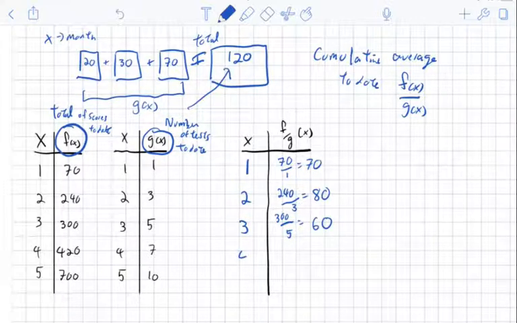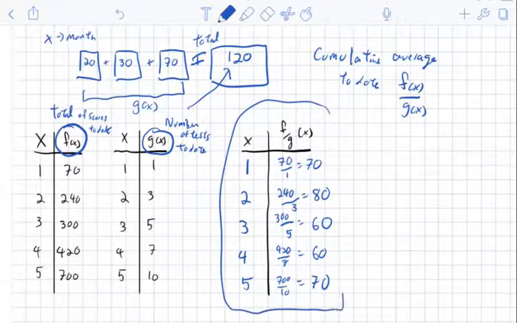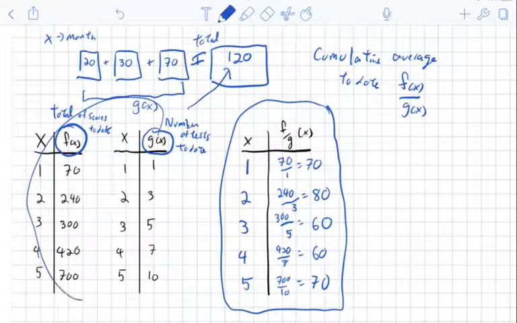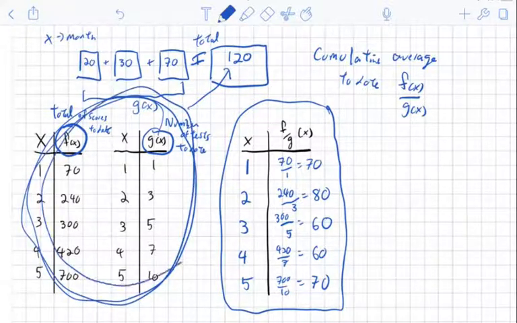Month 4, it's 420 divided by 7, which is 60. Month 5, 700 divided by 10. Oh, and her average goes back up. So just like before, I've made a new function built by combining these other functions. Okay. So you can do it with adding, multiplying, dividing, subtracting, whatever you want to do.